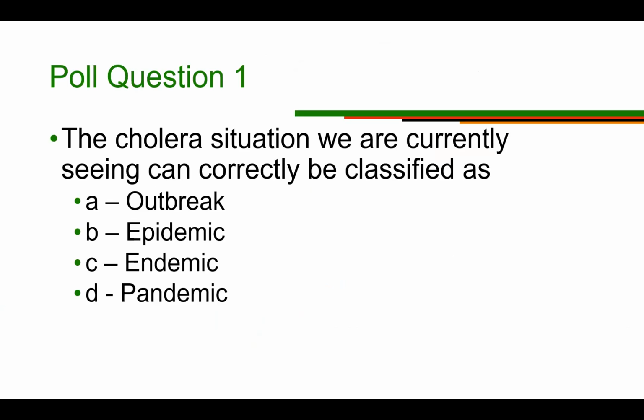The first poll question was: the cholera situation we are currently seeing can correctly be classified as what? It can either be outbreak, epidemic, endemic, or pandemic. IT, please, can we launch the poll? Okay, so we have 15 seconds. Okay, we are about 5% participated. Okay, good. All right, so the majority are looking at an outbreak. I encourage everyone to participate in the poll. We're still below 50%.